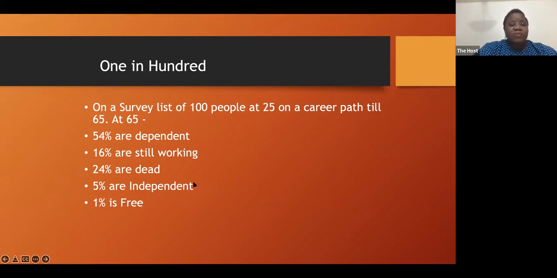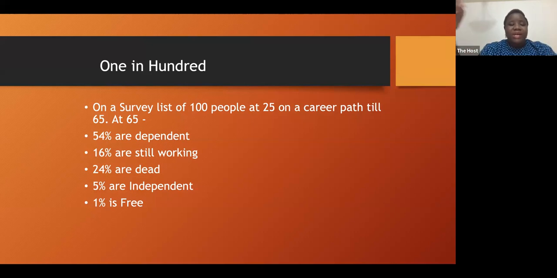Okay, so out of the 100 people, 24 of them were dead. Of course, life happens, maybe ill health, one thing or the other, stuff happens. Out of these 100 people at age 65, 5 were independent. Only 5 out of 100 people didn't need anybody to take care of them financially. They didn't need help. They didn't need aid. They had enough resources to be able to take care of themselves.